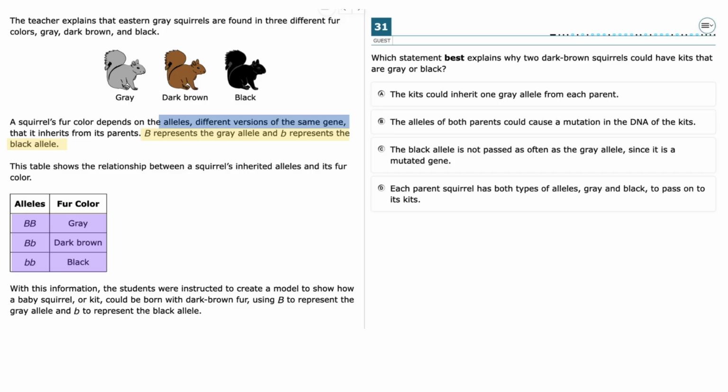Now here's the question. Which statement best explains why two dark brown squirrels could have kits that are gray or black? Let's break it down. The correct answer, D: Each parent squirrel has both types of alleles, gray and black, to pass on to its kits. Here's why this is correct.